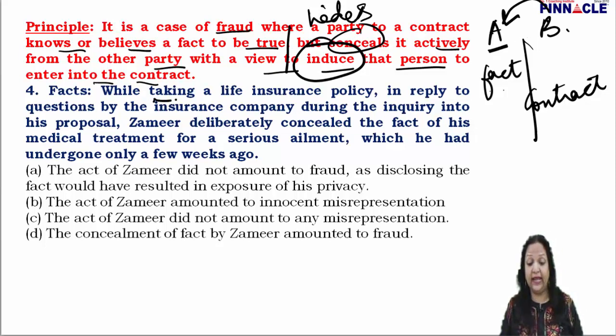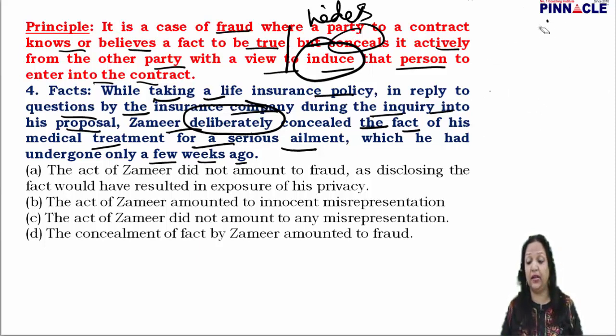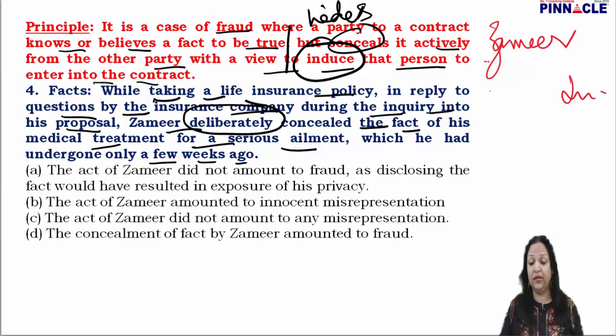Now here, while taking a life insurance policy, in reply to questions by the insurance company during the inquiry into his proposal, Zamir deliberately, which means intentionally, concealed the fact of his medical treatment for a serious ailment which he had undergone only a few weeks ago. Now what is the situation here? Let me explain the situation to you first. There is a gentleman, if I can call him a gentleman, and his name is Zamir. He is taking an insurance policy. There's going to be an agreement between Zamir and the insurance company. There's going to be a contract, right?